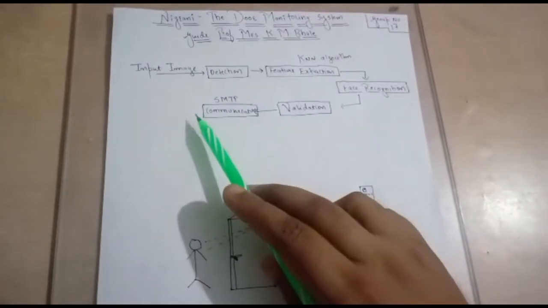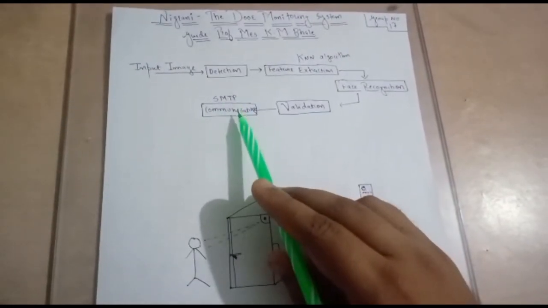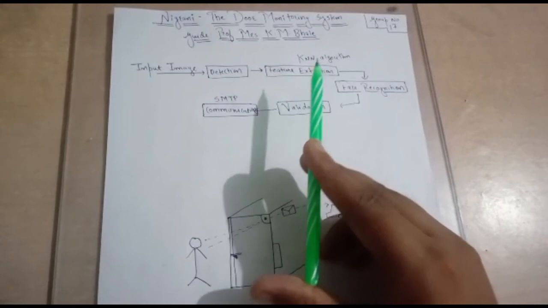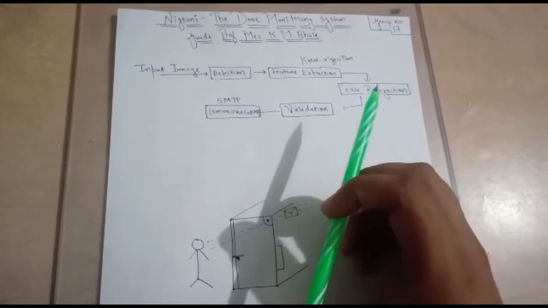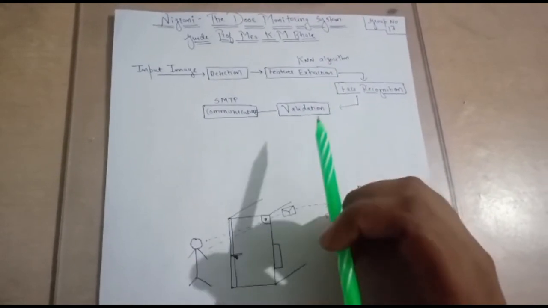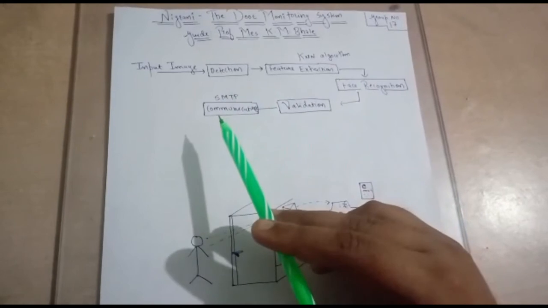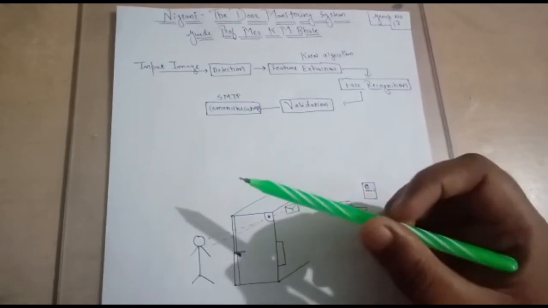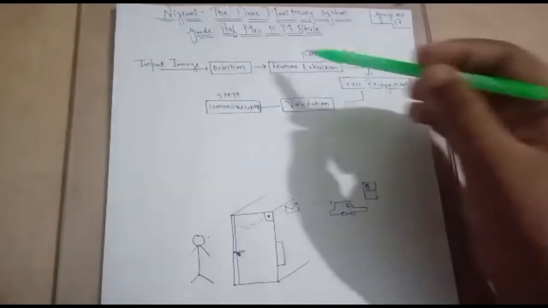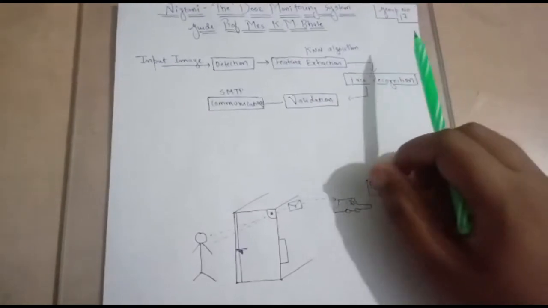First, there will be an input image. There will be a detection. There will be a feature extraction with the help of the KNN algorithm. Then we will go on to face recognition, validation and communication with the help of the SMTP protocol. That will be the block diagram and an overall view of the project.